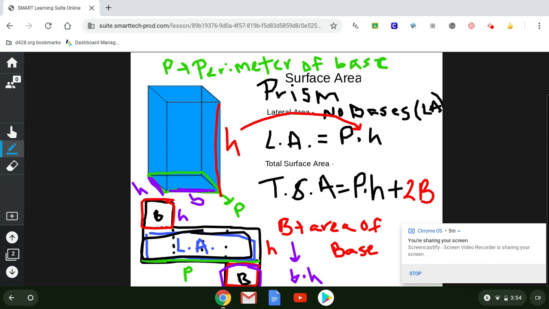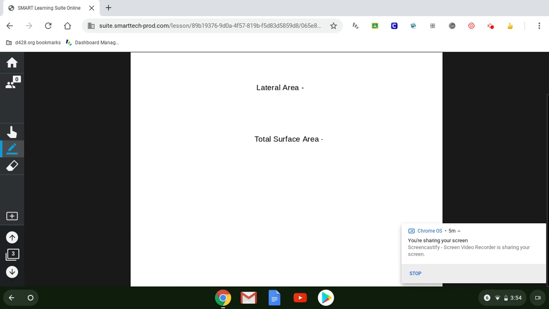Okay, so uppercase B means the area of a base, of this whole base down here, and lowercase b means just the length right here. So make sure you know the difference. Okay, so that's how you find surface area with a prism. We will do an example in a minute. I'd like to talk about surface area for a cylinder first. Okay, so this is a cylinder.